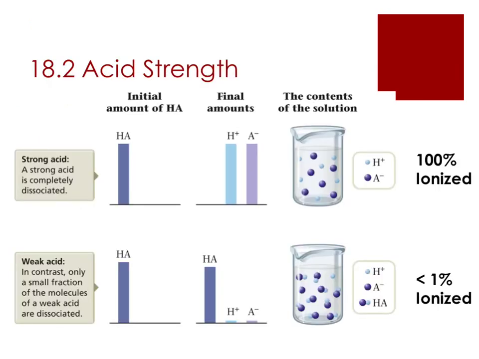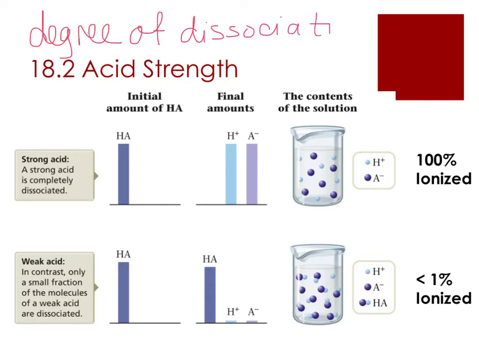As you probably remember from the acid strength activity we did in class, the biggest difference between a strong acid and a weak acid is the degree of dissociation, or how much of the acid dissociates when put in water. So let's compare a strong and a weak acid. We'll start with a strong acid. The strong acid here is represented by HA, which is any one particular acid. It could be any strong acid, like HCl or HNO3.